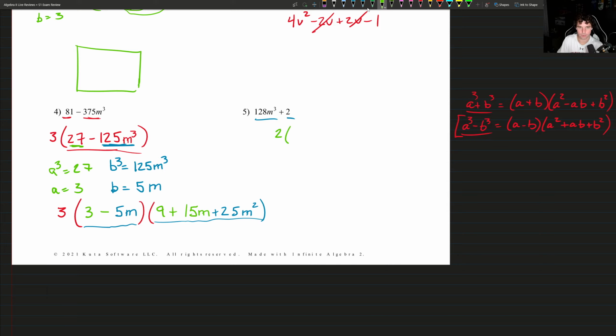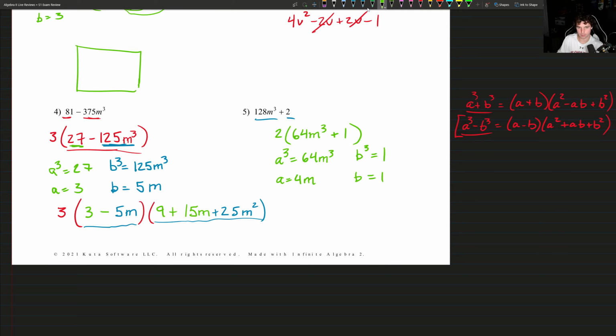So if we pull out that 2, we get 64m cubed plus 1. And then we have the same thing, right? So in this case, a is 4m. Right, I guess if you want to create another step, you can. a cubed is 64m cubed, so a then is 4m. b cubed is 1, and then b is just 1 as well.